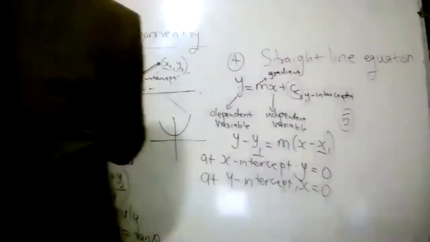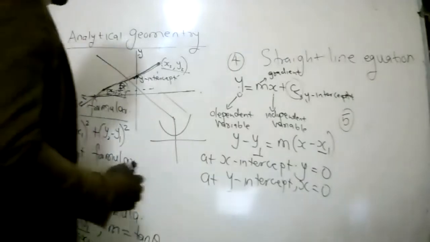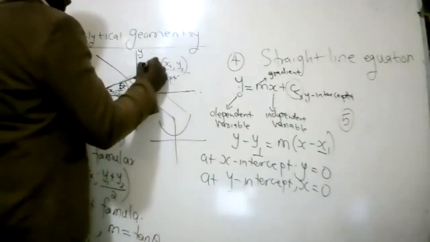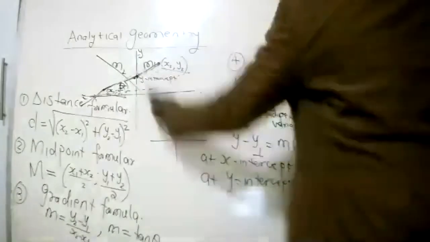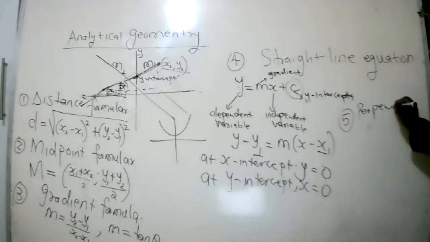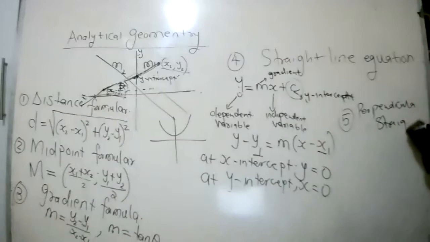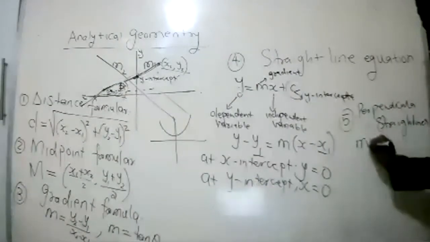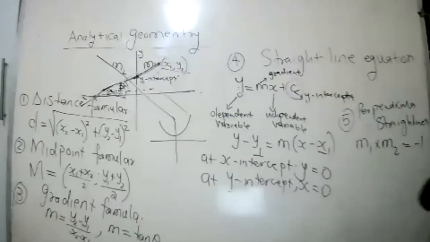So you may find that you're given this straight line like this, and then you are given another straight line like this. If this straight line here is having a gradient m1, and this other straight line is having gradient m2, and we are given that these two lines are perpendicular to each other, perpendicular straight lines. So you must know that perpendicular straight lines, when we multiply their gradients, they must be equal to -1 all the time.